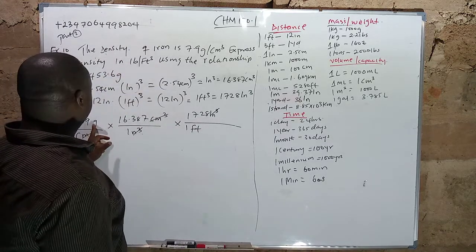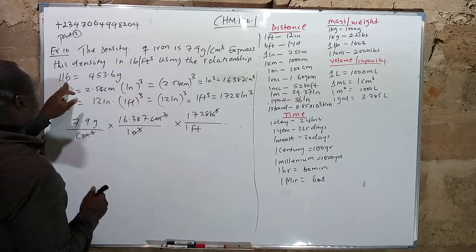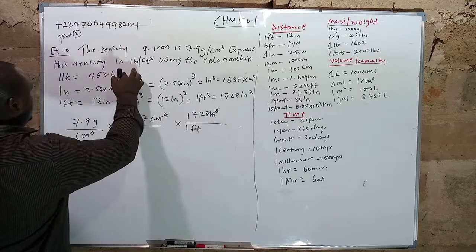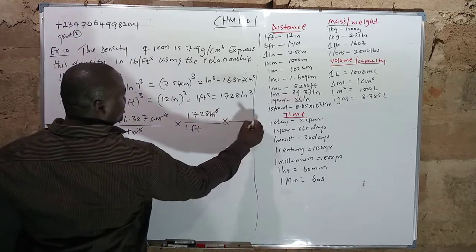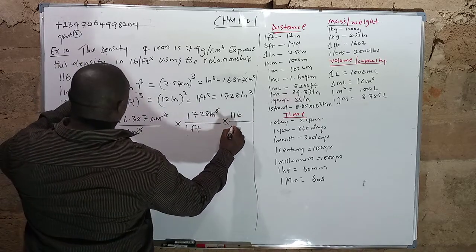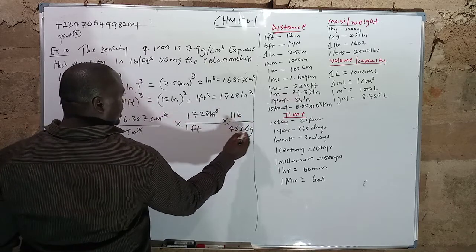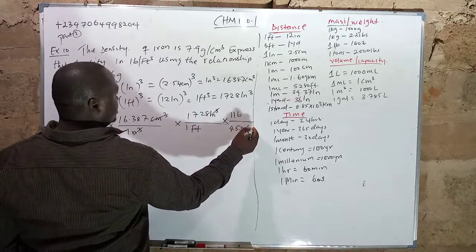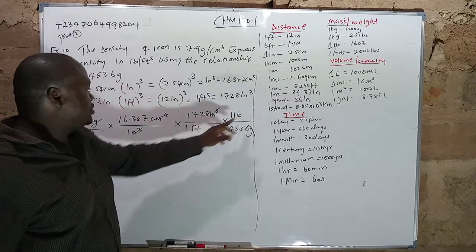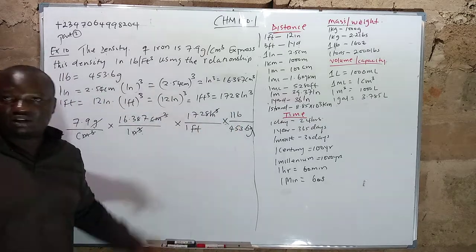Right now, this is in grams per foot. So the next thing is using this relationship. This is 11 pounds, so I want the pounds to be off from the question. So this is times 11 pounds all over 453.6 grams. You can see that this gram will cancel this gram, so you are left with pounds per foot. This is 11 pounds per foot.